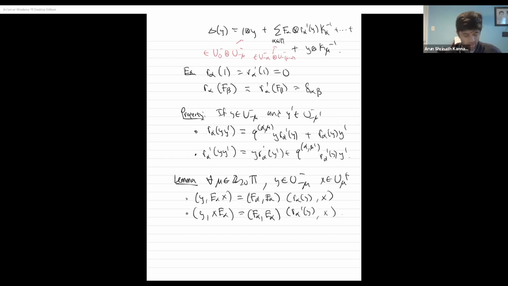This is just a matter of expanding out and using the property of delta of y to prove. It's left as an exercise, but it's just a matter of using this delta of y, e alpha tensor x is equal to the first one, and so on.